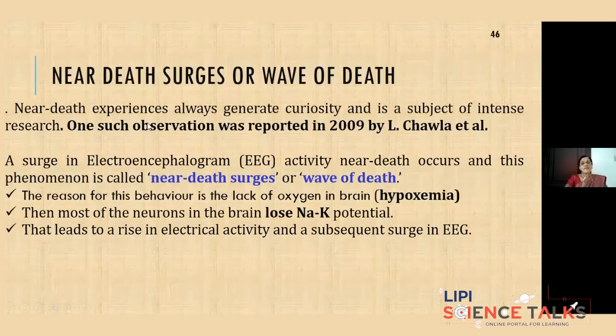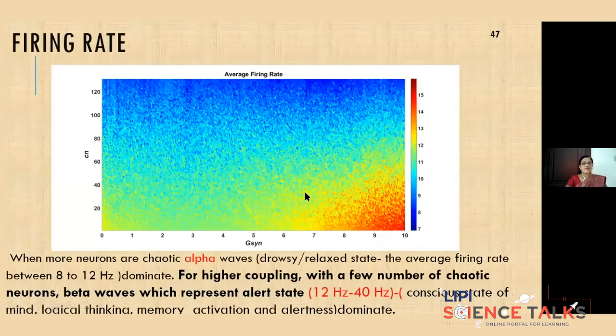Now let us examine the firing rate. When you examine the firing rate, we have plotted the coupling constant, or the connection between the neurons, strengthened one by one, and it is increased up to 10. And for the number of chaotic neurons in the network, in total there are 131 neurons, out of which we make the neurons chaotic step by step. And we will examine the average firing rate.